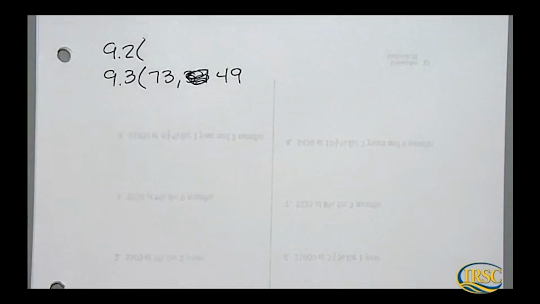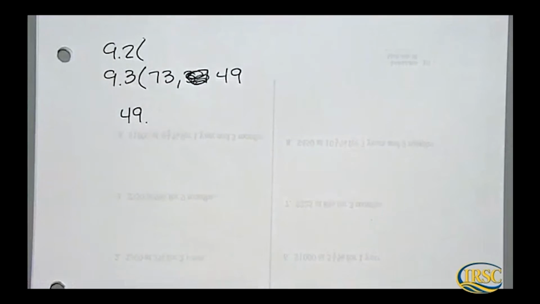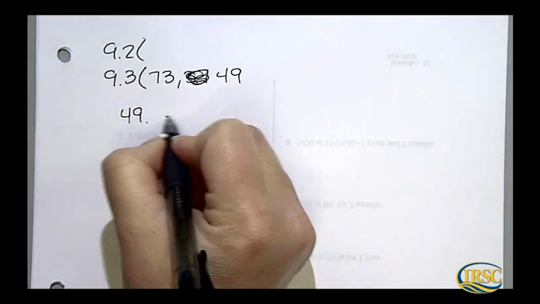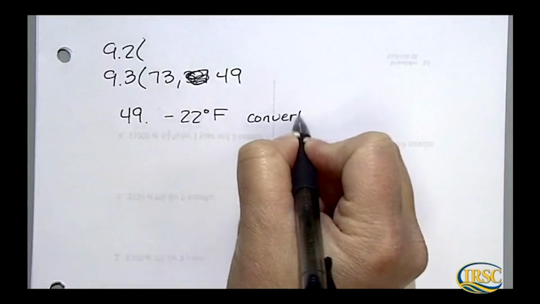Okay, so we'll go ahead and start with number 49 and 9.3. You're given negative 22 degrees Fahrenheit, and you need to convert to Celsius.